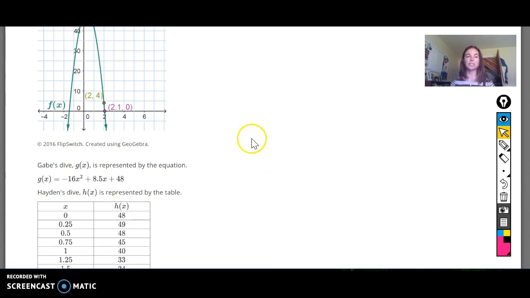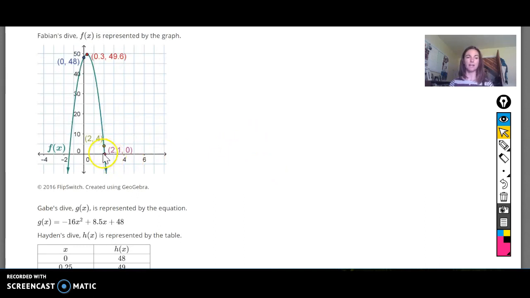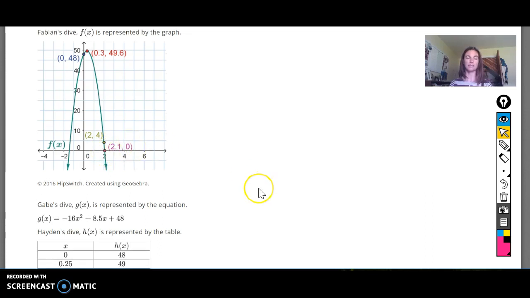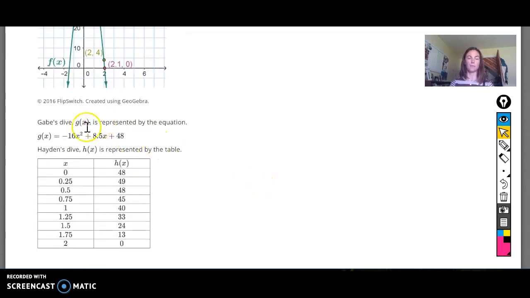Okay, so we can tell that Fabian is going to hit the water at 2.1 seconds. We need to figure out when Gabe will hit the water, and we can do that by solving the quadratic equation there. And we can see that Hayden hits the water at 2 seconds. Okay, so we know that Hayden hit the water faster than Fabian. Now we just have to see if he also hit the water faster than Gabe.